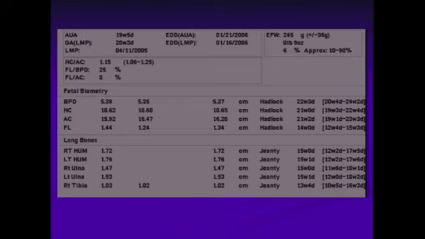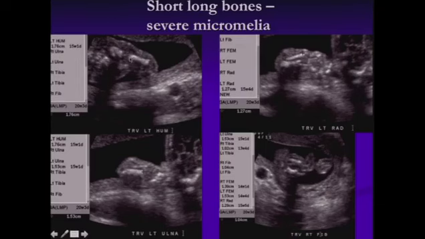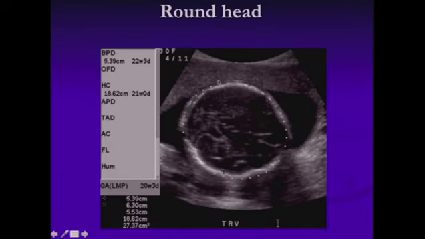And because it's so short so early, all of those other abnormalities that I kind of say, well, just check growth later, they all disappear. This is going to be a skeletal dysplasia. It's just way too short, way too early. So you look at these long bones and they're very, very short, and you know that this is severe micromelia. You look at the head and it's very, very round.